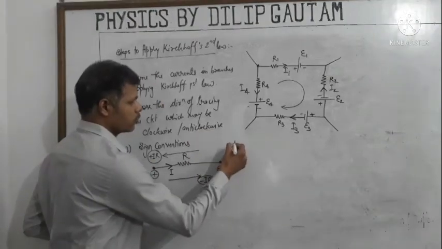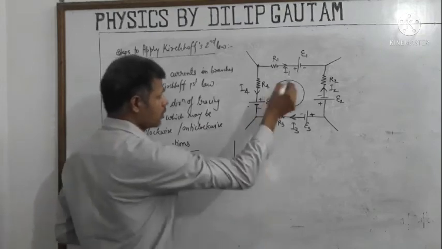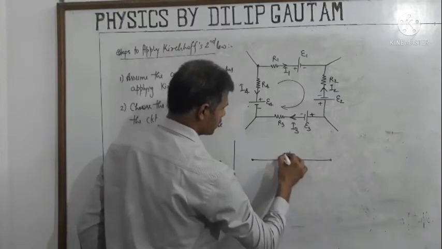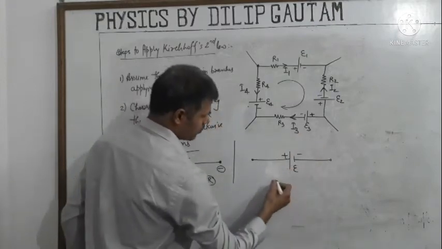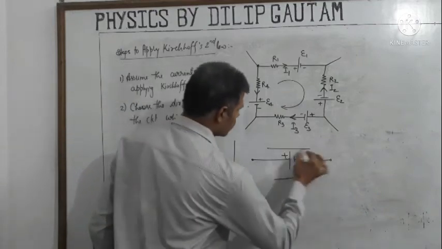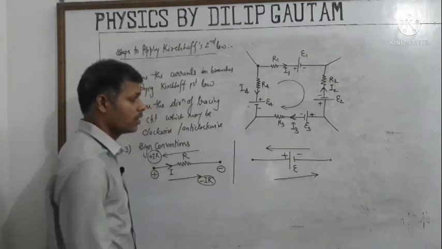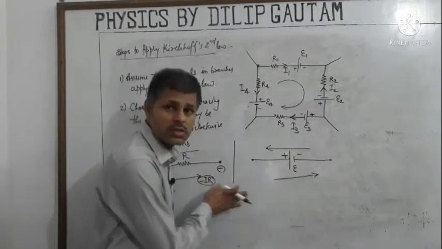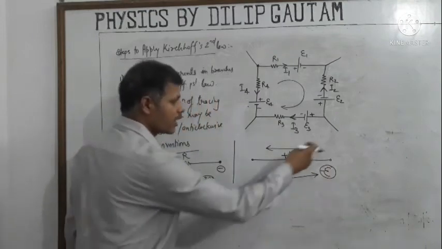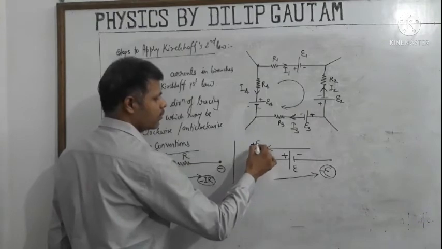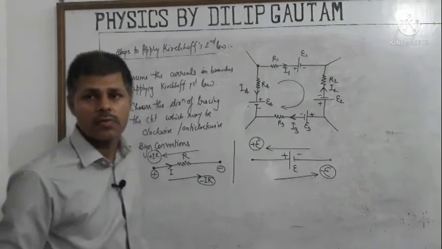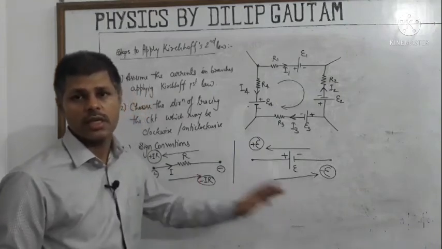How to read the voltage across the EMF source? We will have the EMF source like this. Either we move from positive towards the negative terminal, or from negative towards the positive terminal. If we are tracing the circuit and moving towards the negative terminal, we write minus E. If we are moving from negative towards the positive terminal, we write plus E. Simple. So these are the ways to write the voltage across the resistances and the EMF source.